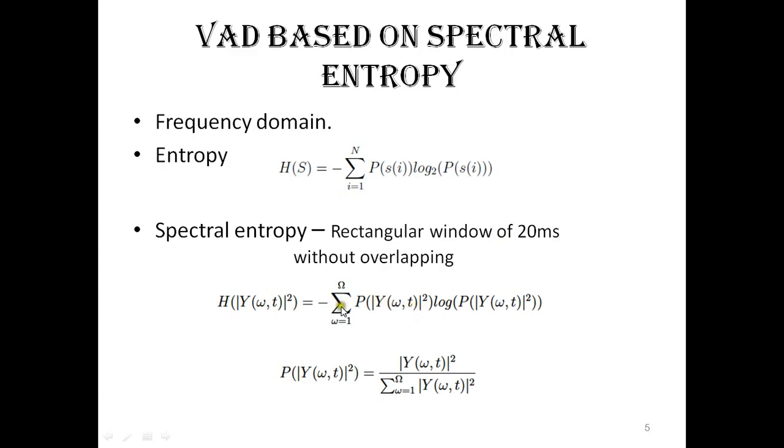We will sum over different frequencies for a given time index using this equation to obtain the entropy measure, and the probability of |Y(omega, t)|^2 is defined by the equation shown here, which essentially says how much of a contribution each frequency bin has in a given time frame.